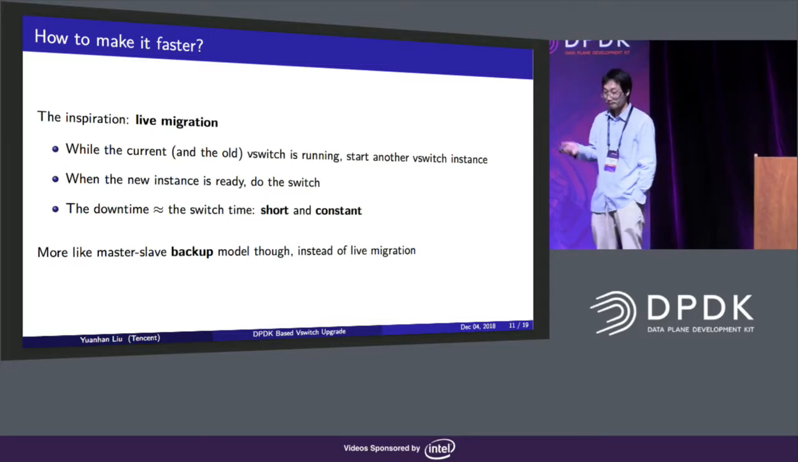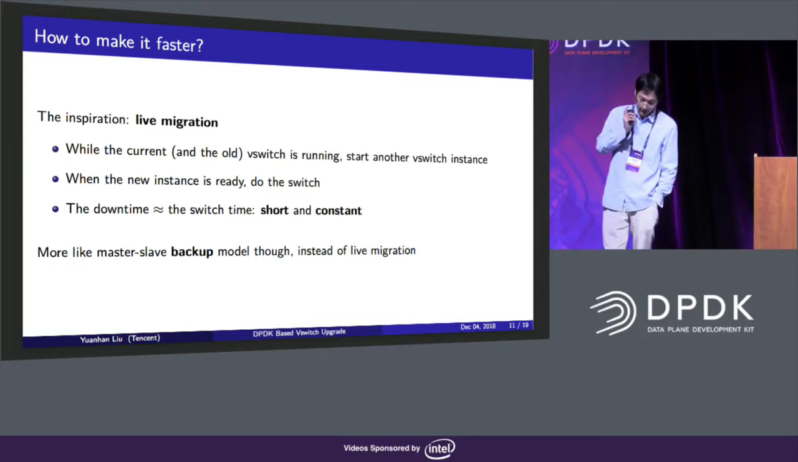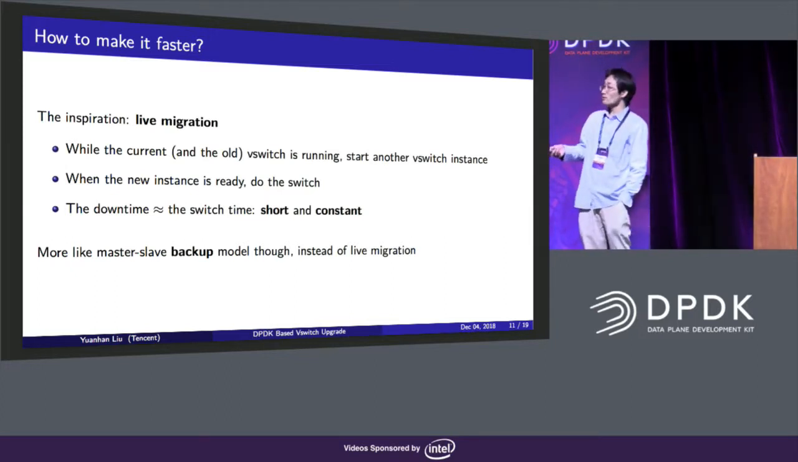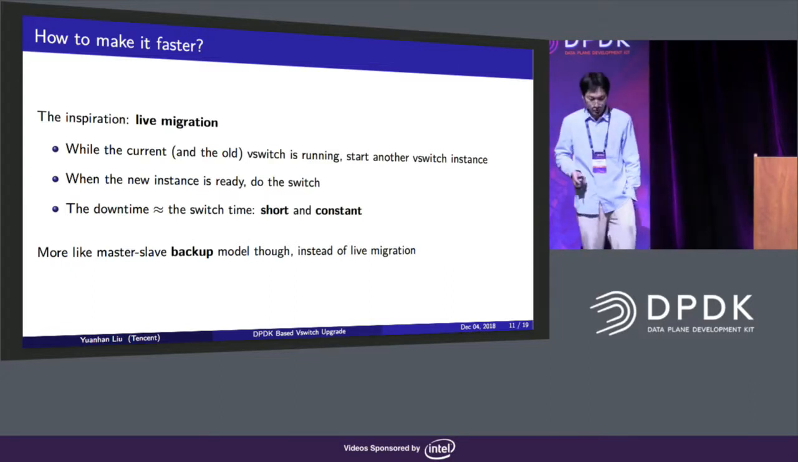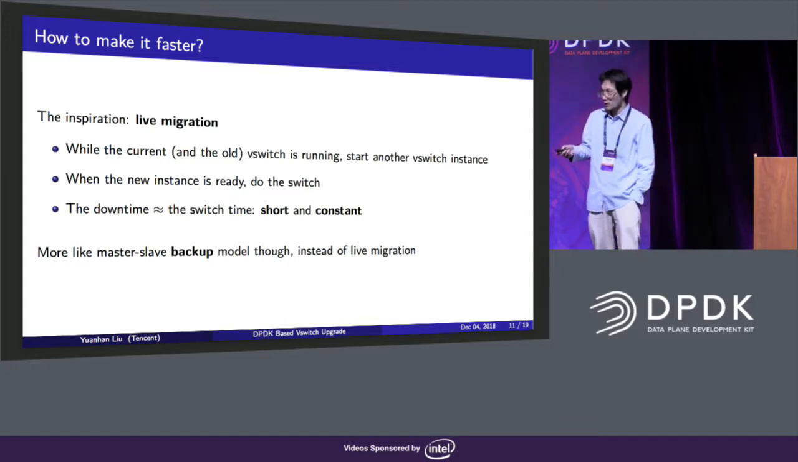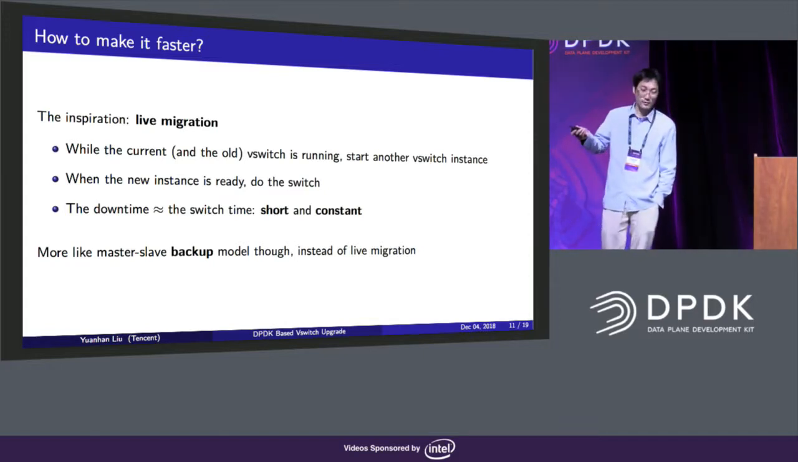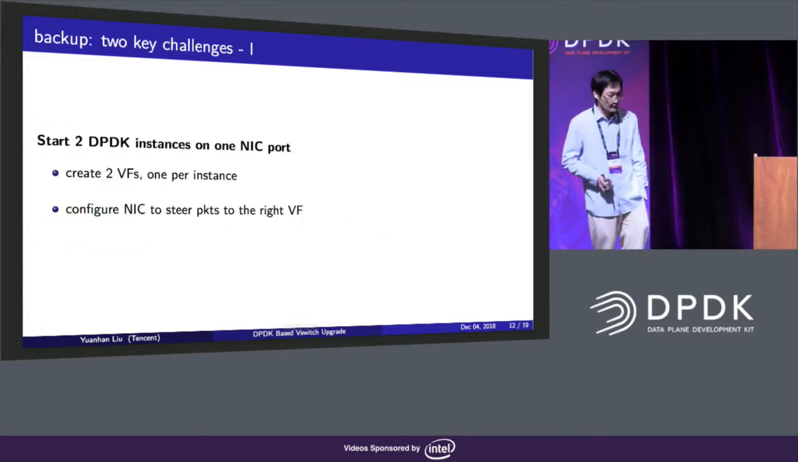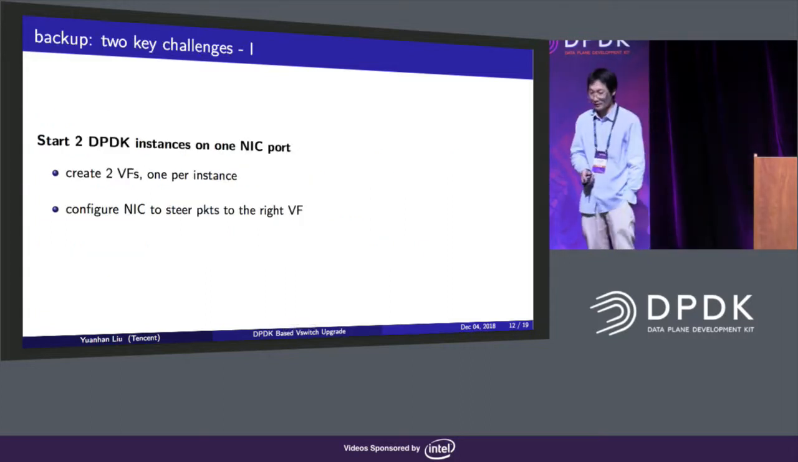So, but anyway, not anyway actually. But actually, it's more like a backup model instead of like migration. So I will just call it backup from now on. And so the key issue, how can we do that? I mean, starting two DPDK in the same host.